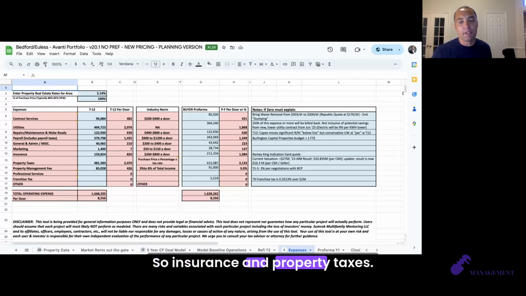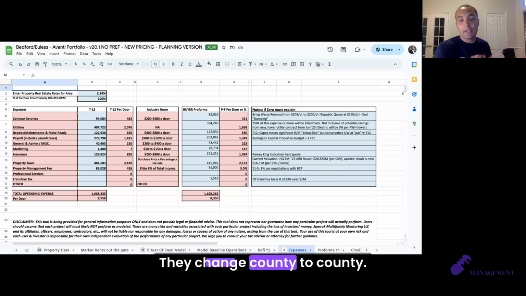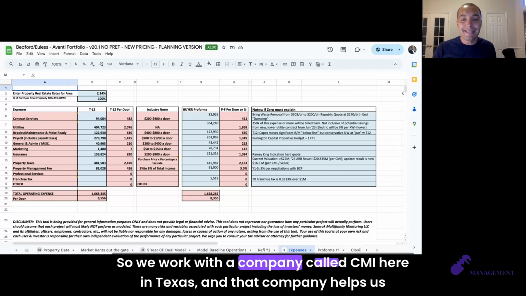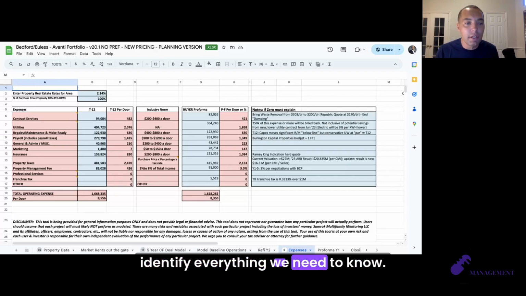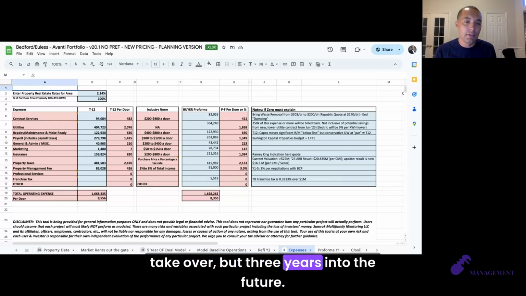So, insurance and property taxes. Property taxes here in Texas are very, very, very quirky. They change county to county. So we work with a company called CMI here in Texas, and that company helps us identify everything we need to know about property taxes and where they're going to go, not just the first year we take over, but 3 years into the future.